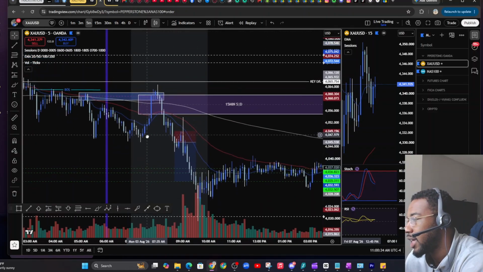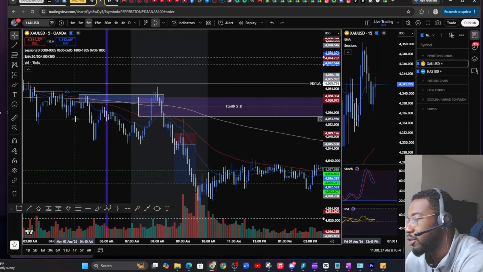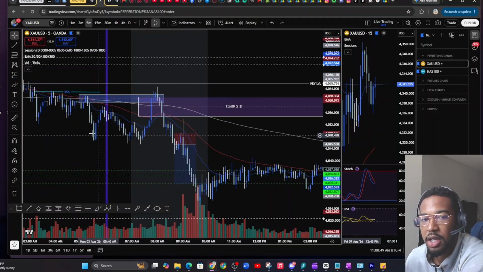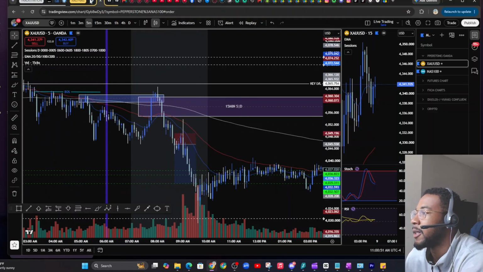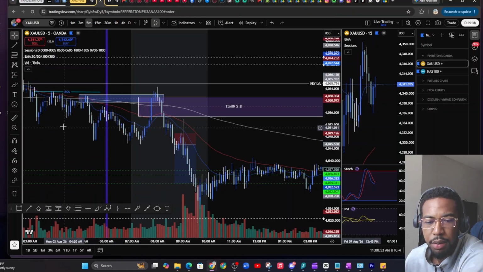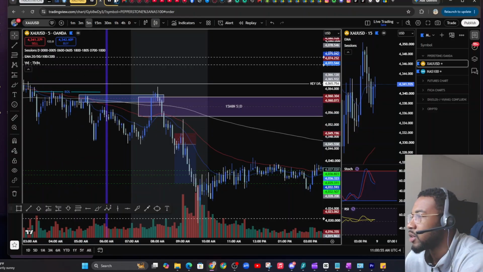Right? Pretty textbook, right? We get a break of structure going to the downside, coming back up to this key level, reacting off of it, showing us there's some resistance at that key level, and that price wants to continue going in the trend that it already created. Pretty simple stuff here, man. So let's go ahead and get into Tuesday.